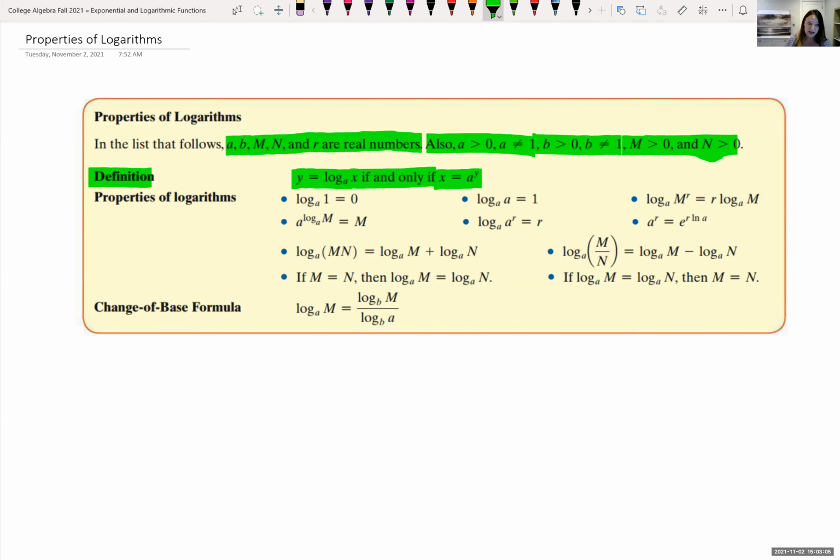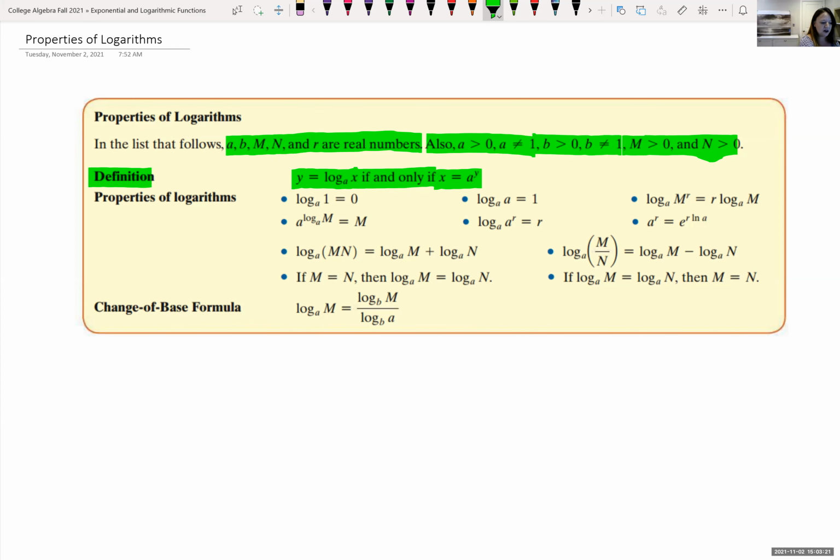So a logarithm, again, is just an exponent. What are we going to raise that base to? What exponent are we going to raise that base to get us back, in this case, x? And we can go back and forth between logarithm and exponential functions by using this definition.